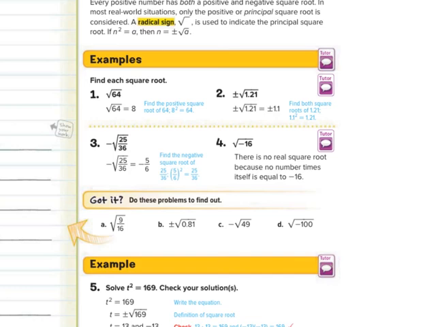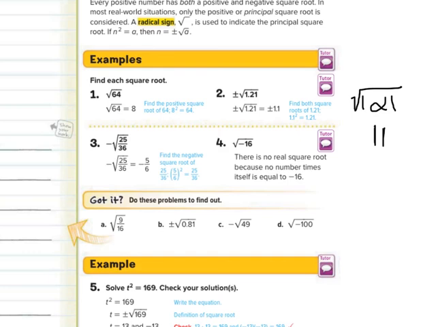Find each square root. Well, the square root of 64. Think, what number times itself is 64? Well, 8. 8 squared is 64, so the square root of 64 is 8. Then we get into this decimal. But before you get too freaked out by a decimal, think to yourself, well, 121. If I took the square root of 121, 11 times 11 is 121, so the square root of 121 is simply 11.